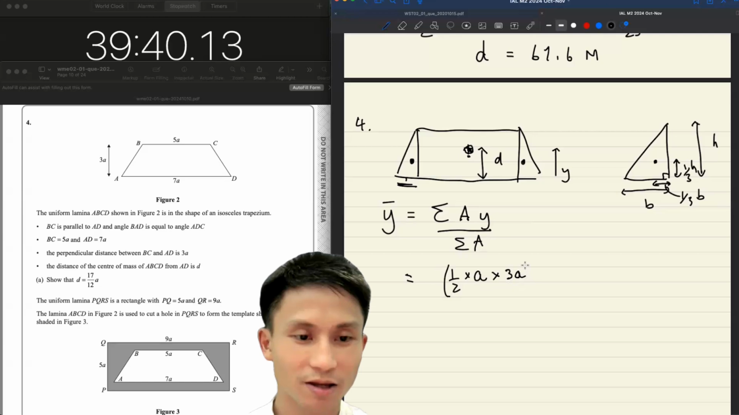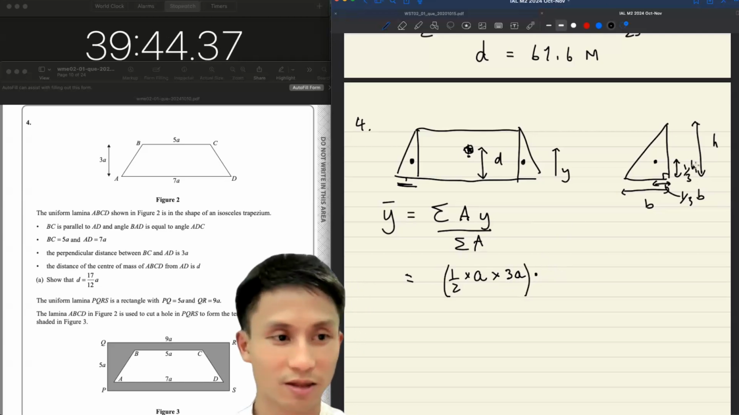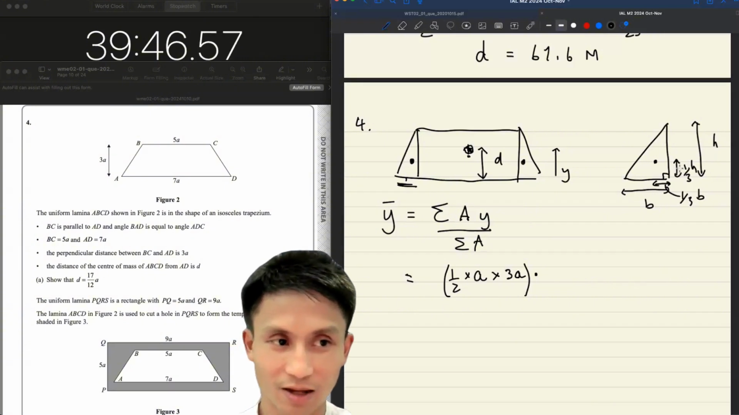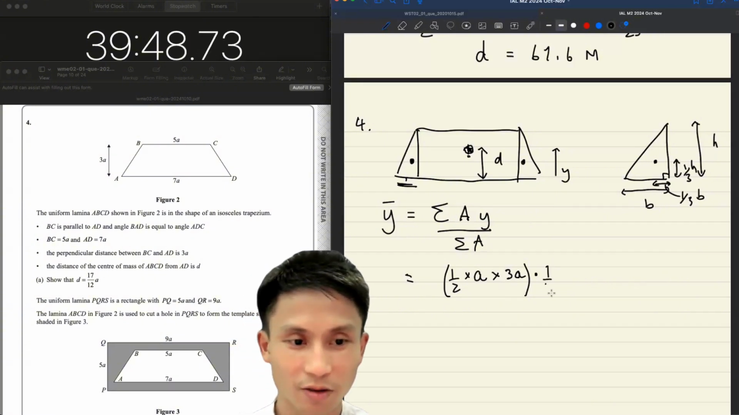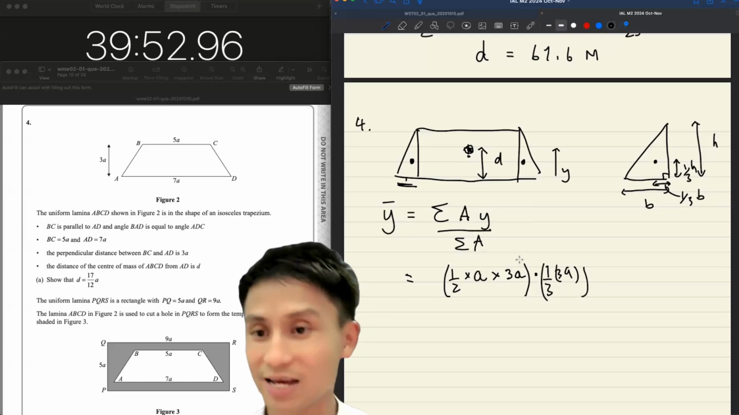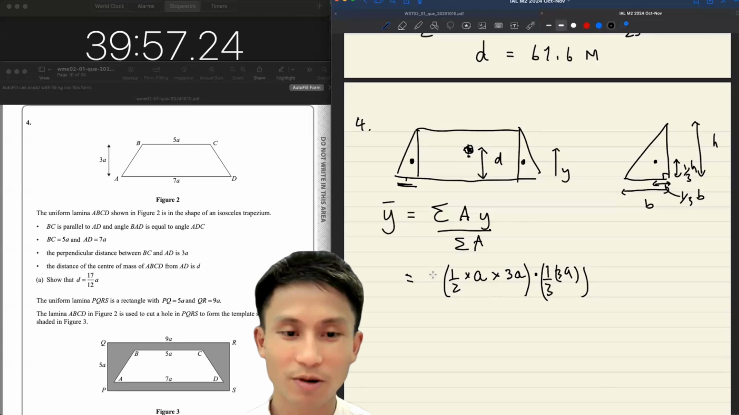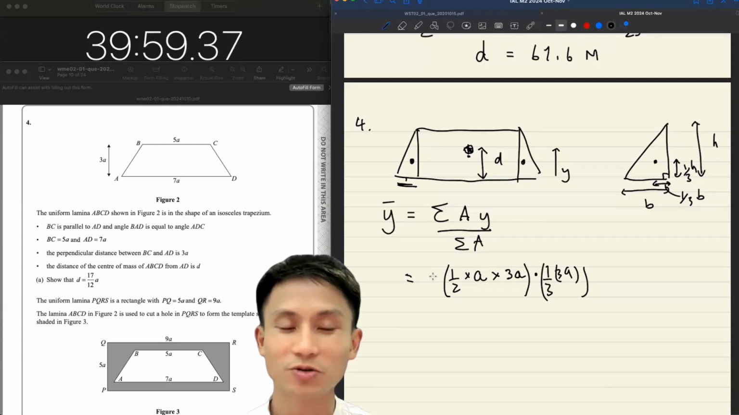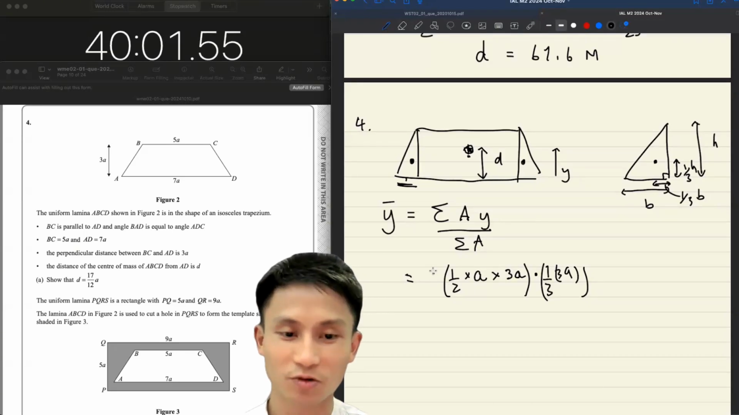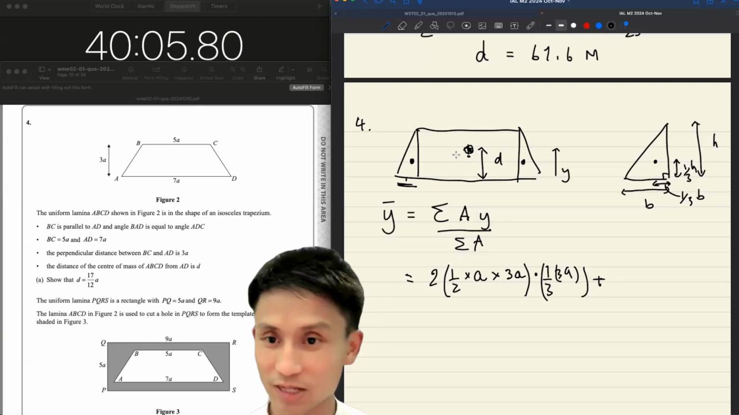That's the area. Then the area multiplied by the y, which is 1/3 of 3a, as we already discussed. So that's the y of just one triangle, and we are adding them up by 2. It means I'm adding 2 of them, so I'm going to do 2 here. And then I'm just adding with the rectangles.